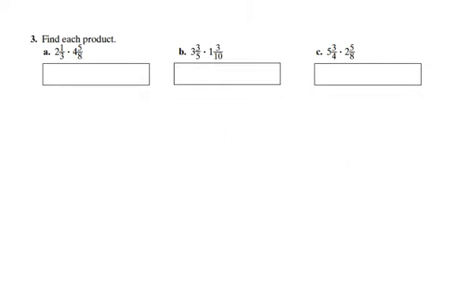Now I want you to try these last 3 problems on your own. Remember, first change them to improper fractions, then cross-cancel if you can. Next, multiply numerators times numerator and denominator times denominator. The final step is to simplify. Pause the video, try these 3, then start the video again to see how well you did.